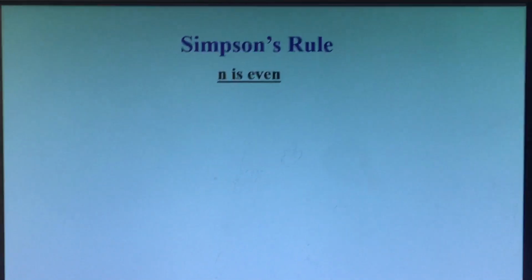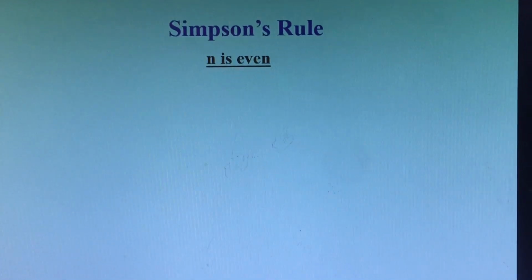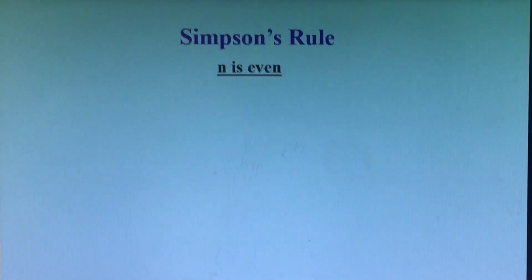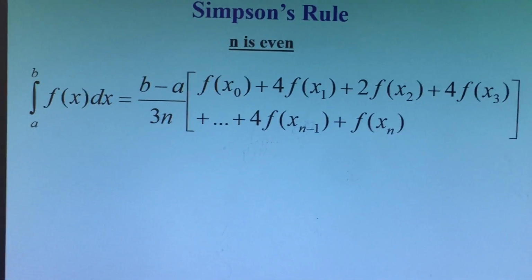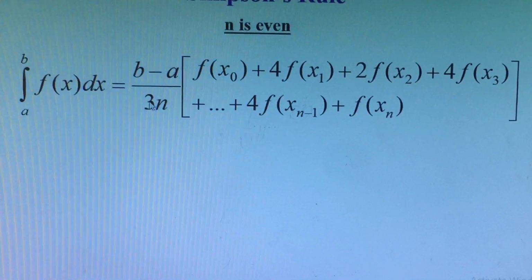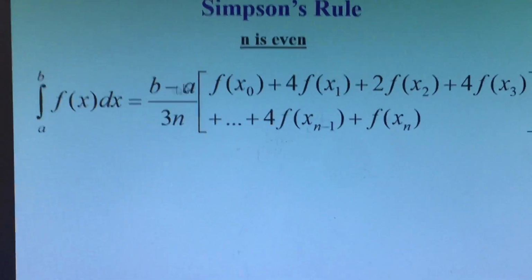Now we use another technique, Simpson's rule. We always split into an even number of steps. So we have the formula (b minus a) over 3n. This is the 1/3 Simpson's rule.